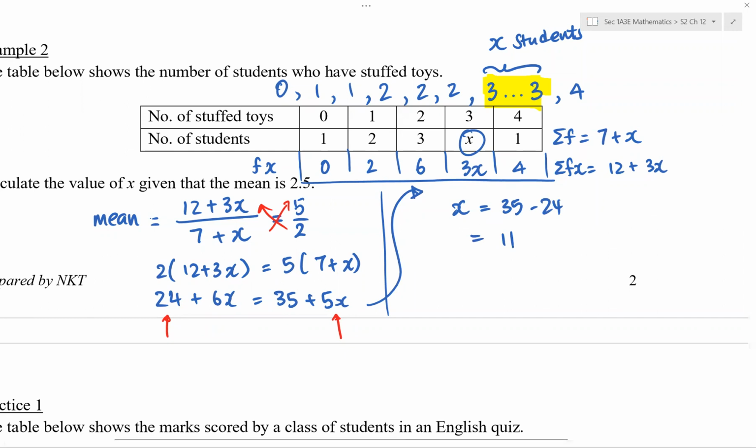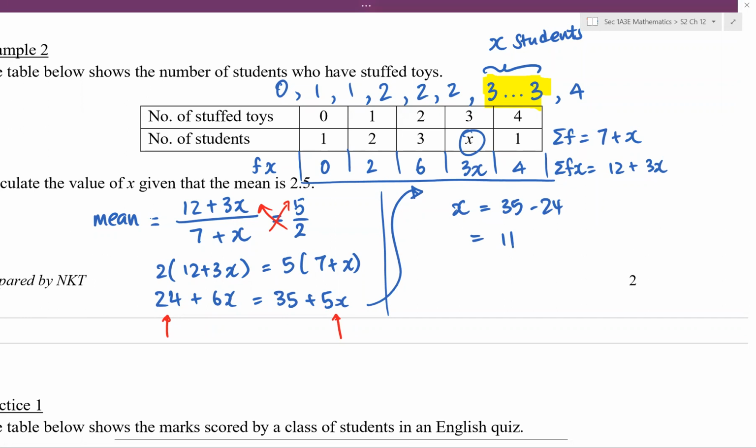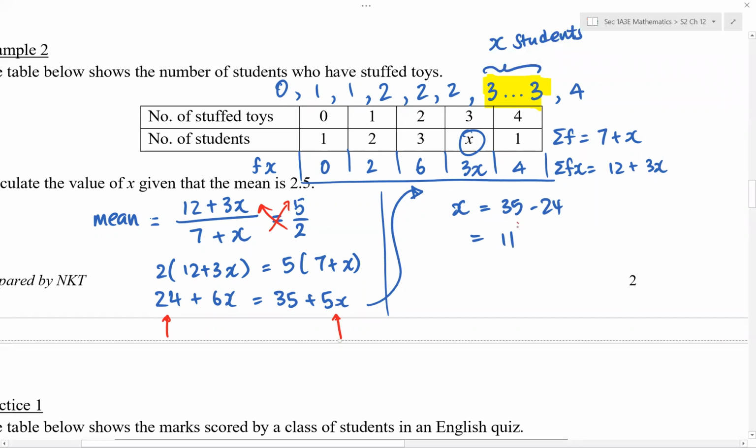In order for you to really fully accept this, substitute, this is optional, substitute this value of x back into the question and calculate the average. Using a primary school idea of finding average, you will find that everything fits perfectly.